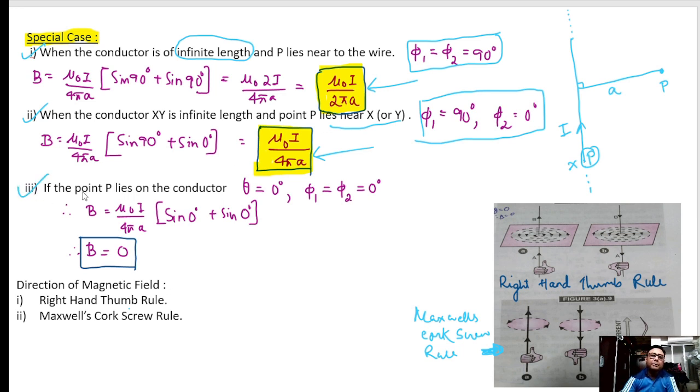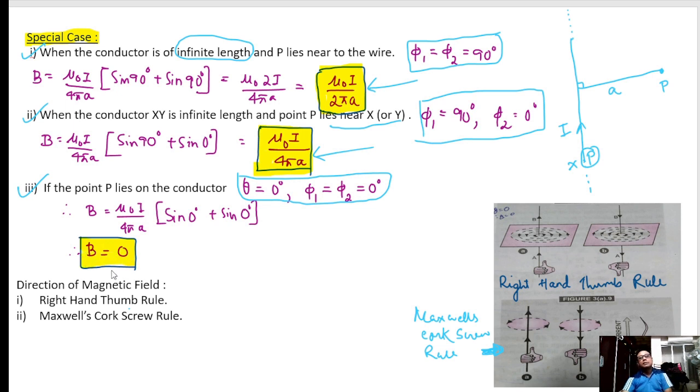Third, if the point P lies on the conductor, please note theta will be 0 and phi 1 and phi 2 will also be 0. If the point P lies on the conductor, theta, phi 1, phi 2 all are 0, and in that case the magnetic field will be 0.